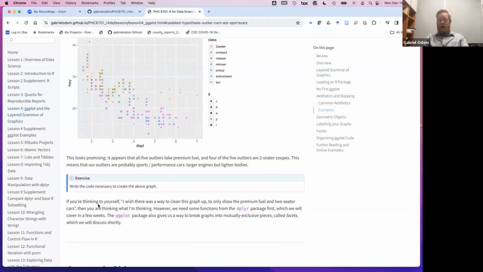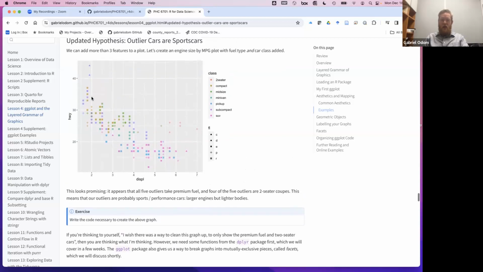And then finally, I would say, okay, if you're thinking to yourself, I wish there was a way to clean this up, to show the premium fuel two-seater car. So to look at this and say, okay, well, are there other cars that we're missing that are two-seater coupes that also take premium fuel, or are they all right here? And we've got a really good understanding of what's going on with this.